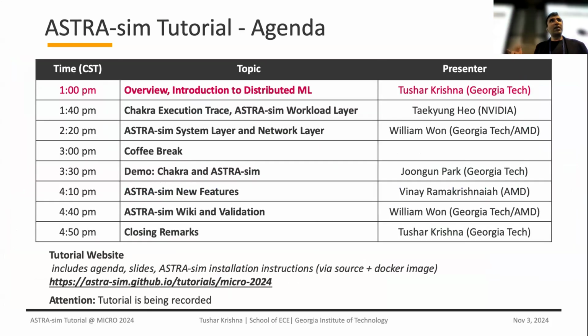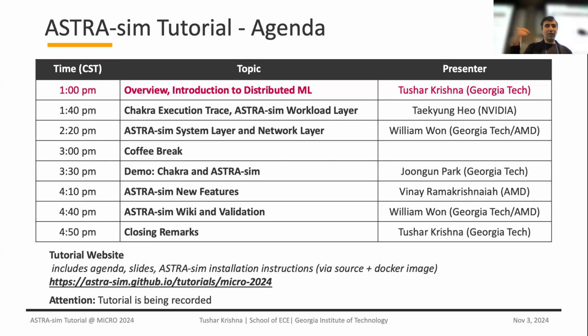So this is the overall agenda of what we'll be talking about today. I'm going to kick things off just by giving you an overview of distributed ML, just to set the broad context and briefly introduce Chakra and ASTRA-sim at a high level. Then Taekyung will come and talk about the Chakra execution trace itself, like talking about the trace format, how to collect it and so on, and go on to the ASTRA-sim workload layer. Then William will talk about the ASTRA-sim system layer and network layer. Then we'll have the coffee break.